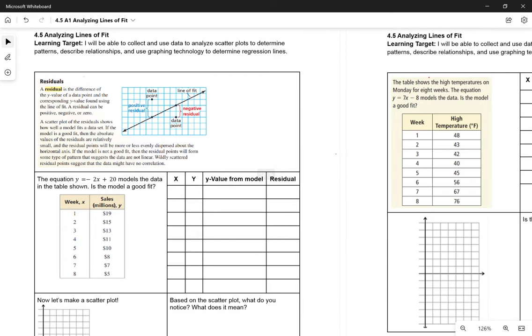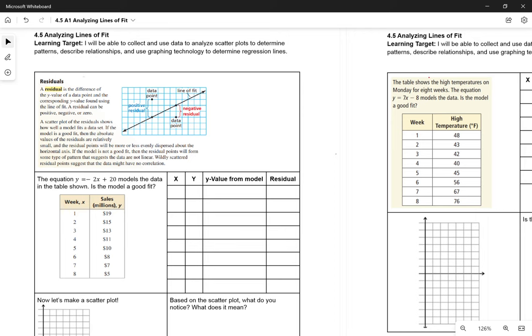So first up, let's talk about residuals. Last section I talked about how a line of best fit, when you do it properly, there should be the same amount of data points above as below. Well, the distance between those data points and the line is the residual. A residual can have a positive or negative value or be zero, meaning it's exactly on the line. And a scatter plot of the residuals shows how well the model fits the data set.